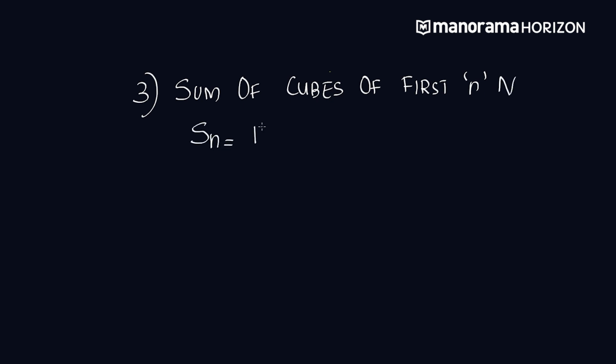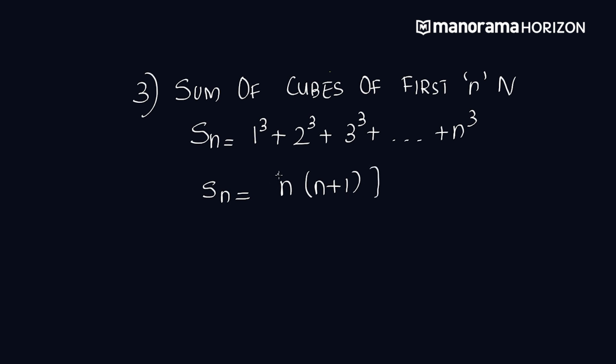And the third series is the sum of cubes of first n natural numbers. So your Sn will be 1 cube plus 2 cube plus 3 cube up to n cube. And this Sn can be written mathematically as n into n plus 1 the whole square divided by 4.